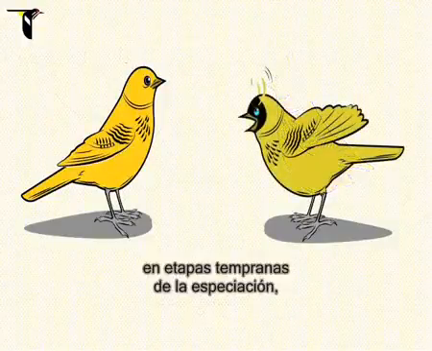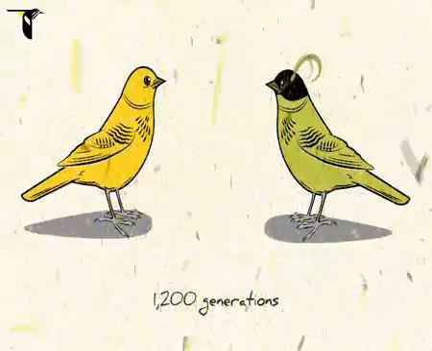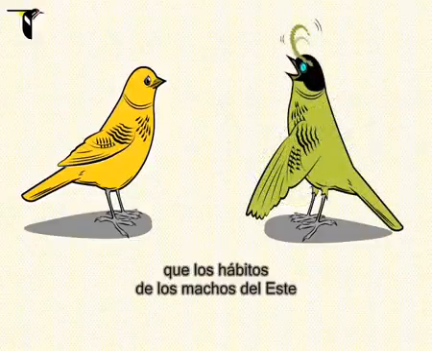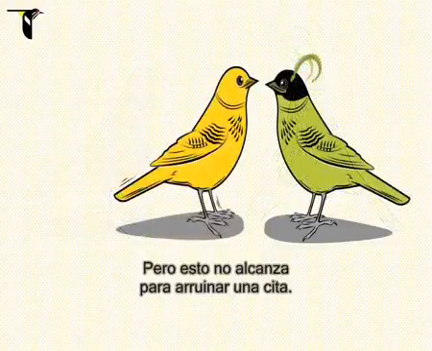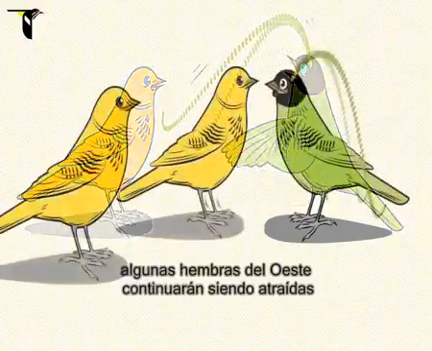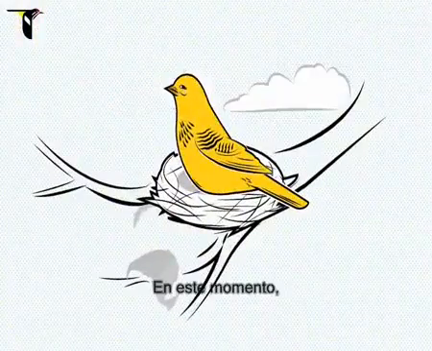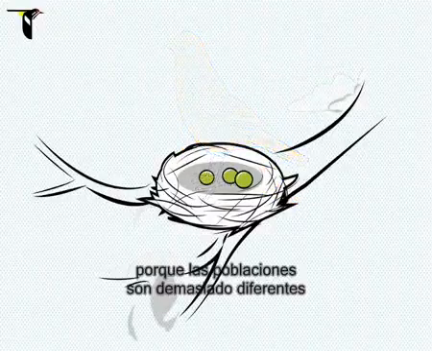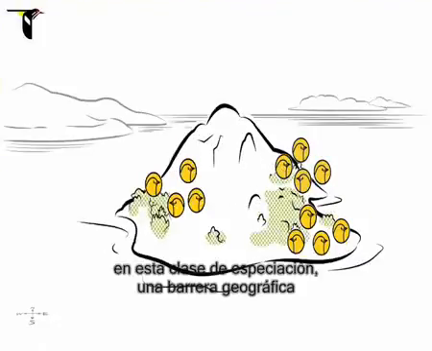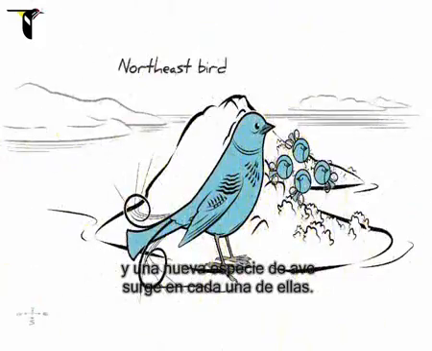Just as before, early in the speciation process, when individuals from isolated populations meet, our eastern and western birds readily mate. But as generations pass and the eastern males become fancier, the western females begin to find the eastern males' habits foreign and surprising. But these traits are clearly not deal breakers. Even after 10,000 generations of geographic isolation, some of the western females continue to find the males' displays attractive. At this stage, the eggs she lays aren't viable because the separated populations have evolved too many genetic differences to be compatible. To review, in this kind of speciation, geographic barriers have split the habitat into three fragments, and on each, a unique species evolved.